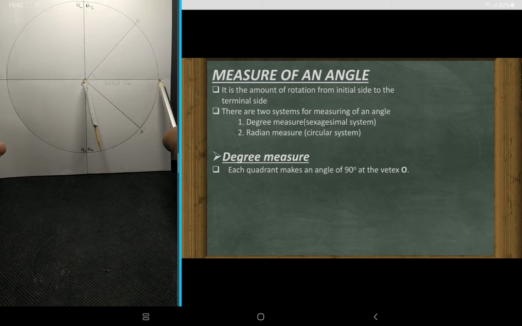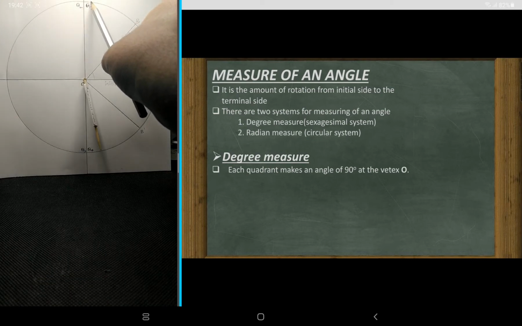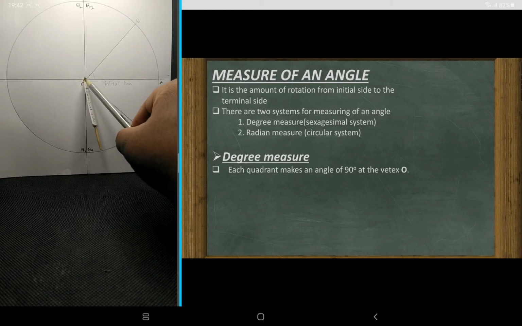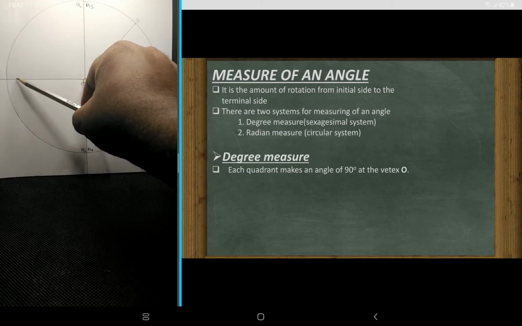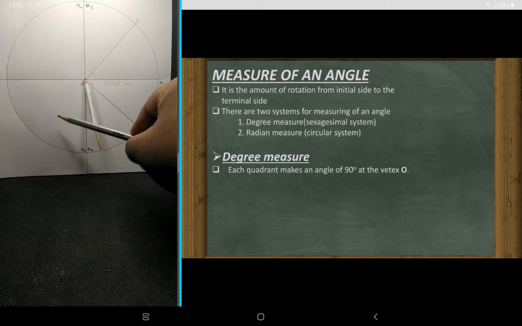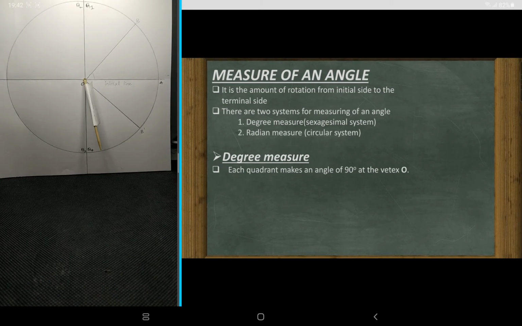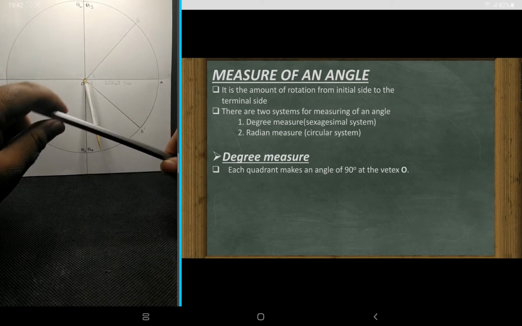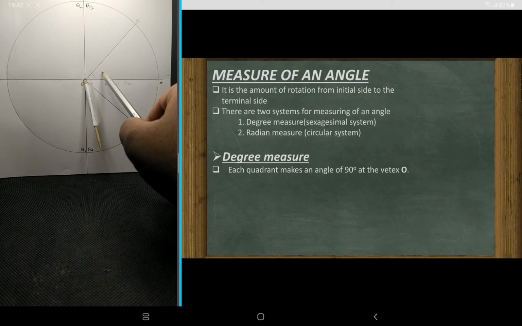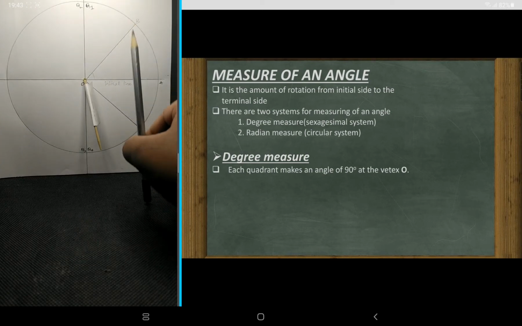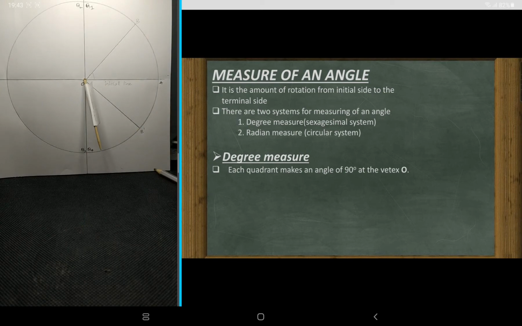Look at your left side. From A to O, and from here Q1, and back to A, this portion is called completely Q1. Similarly, from O, Q2 until here, this portion is called Q2. This is Q3 and this is Q4. So the x and y axes divide the circle into 4 quadrants. Each quadrant makes an angle of 90 degrees at the center, at the vertex, right?